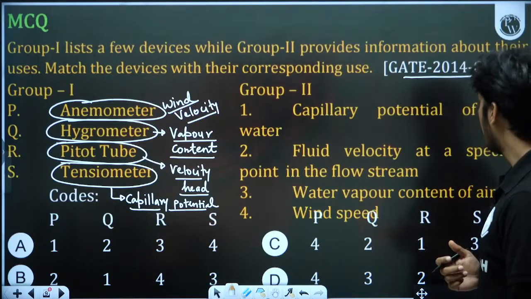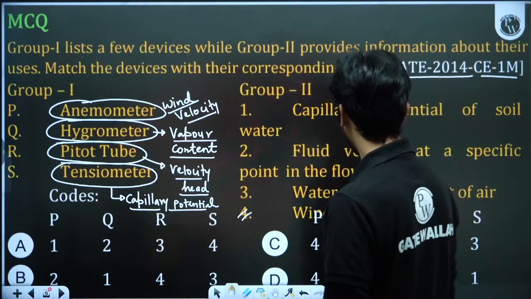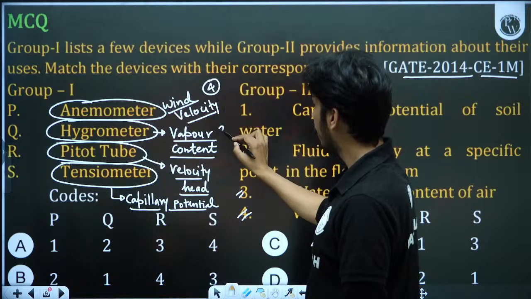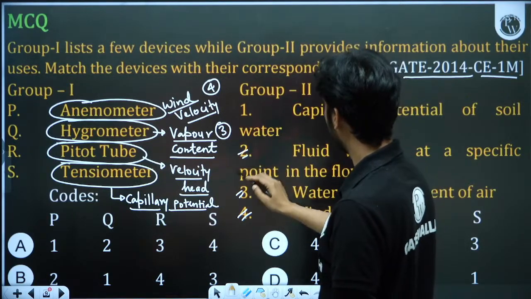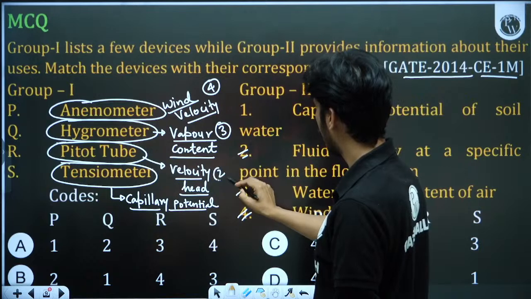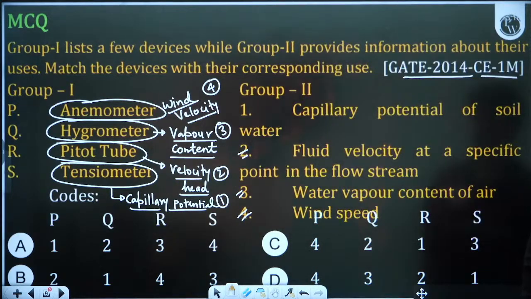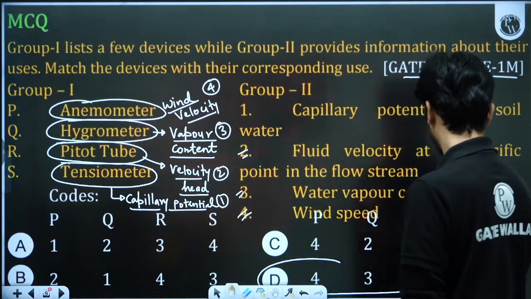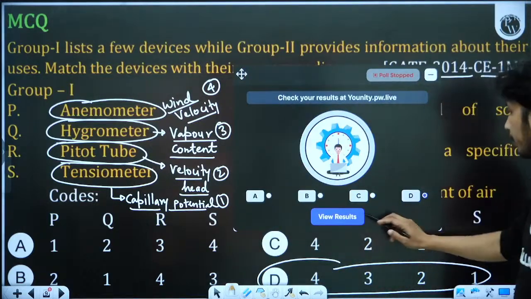So wind velocity is given in where? 4. Vapor content is given where? 3. So 4, 3. Then velocity head is given where? 2 and 1. Just reverse, no? 4, 3, 2, 1. Yes, so it is given in the D part. So D is the correct answer.